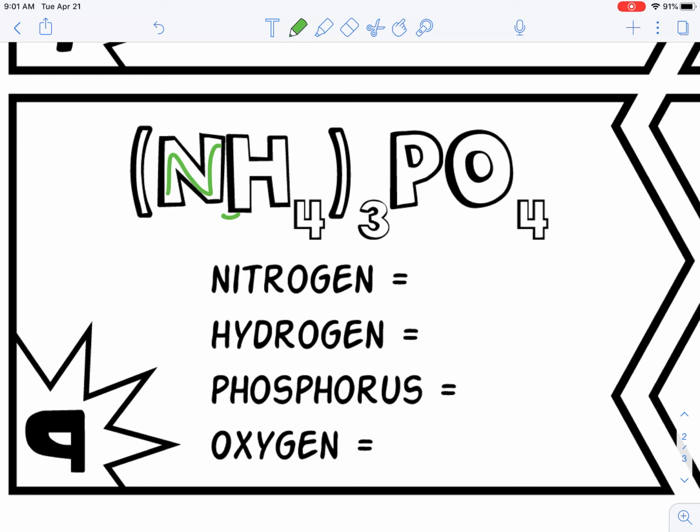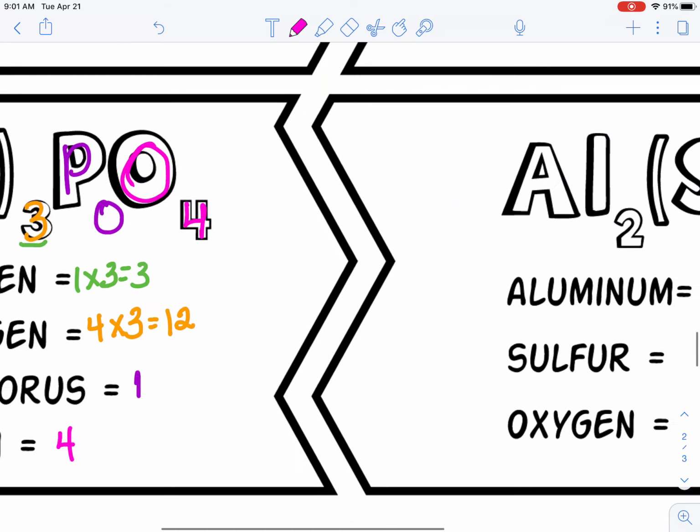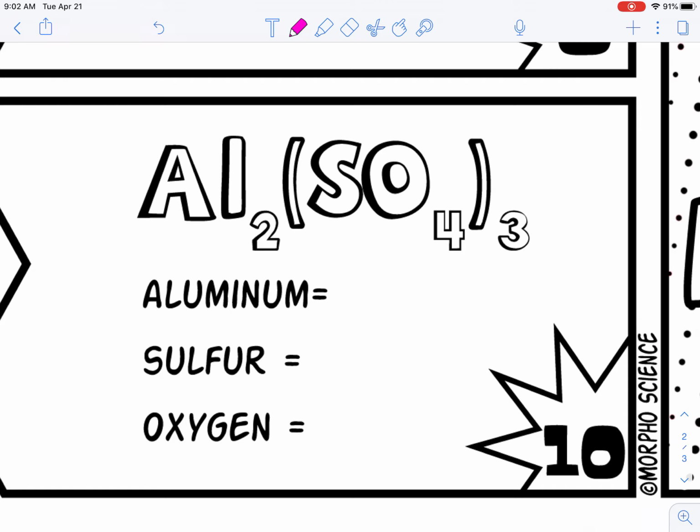So nitrogen, I have no subscript here, so that's going to be 1, but it's inside a parentheses with a subscript of 3, so it's going to be 1 times 3, and that'll give me 3 altogether. Hydrogen, I have 4 times my 3 outside the parentheses, and that would give me 12 altogether. Phosphorus has nothing, so that's just 1. And oxygen, I have 4. There's no other subscripts, no coefficients, so that's just 4. And last but not least, try out this one and then we'll go over it together.